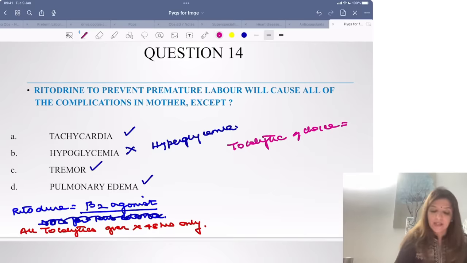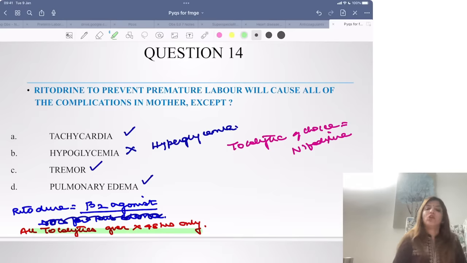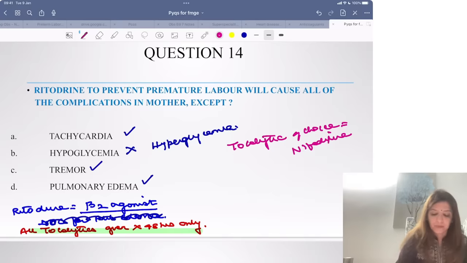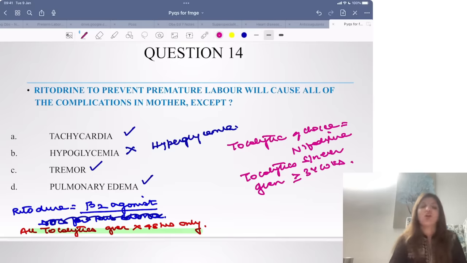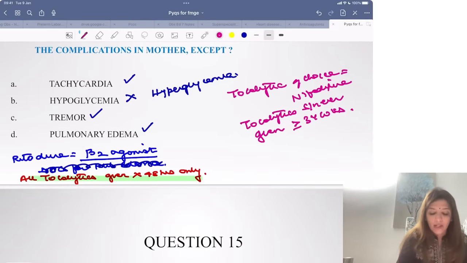What is the tocolytic of choice in India? Tocolytic of choice in India is nifedipine. Please remember, all tocolytics should be given only for 48 hours, and tocolytics should never be given in pregnancies which are more than 34 weeks. So you don't give tocolytics in pregnancies which are more than 34 weeks.